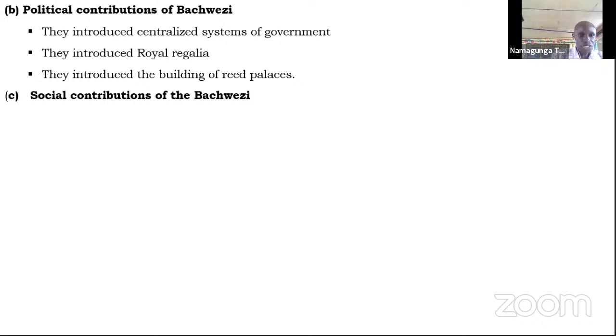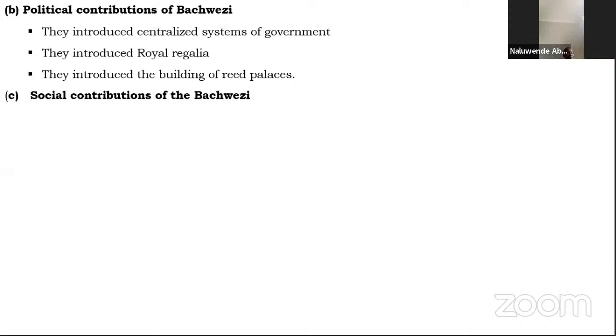We are looking at the social contributions of the Bachwezi. Mutoni Martha, the first social contribution of the Bachwezi. Oh, Nalwende Abigail. They introduced local chess. Correct. Thank you, Abigail. Now we move.